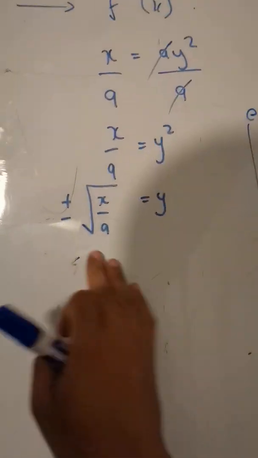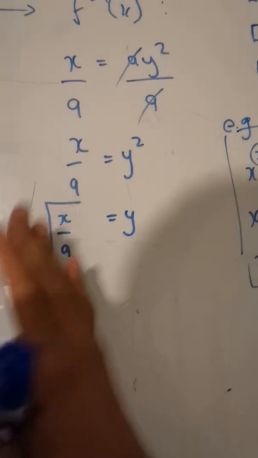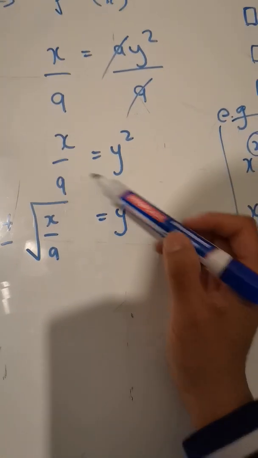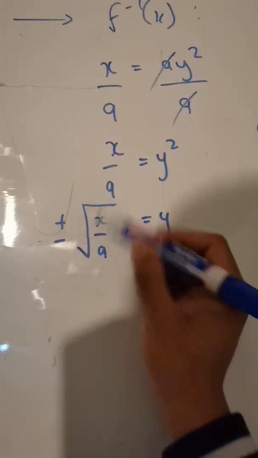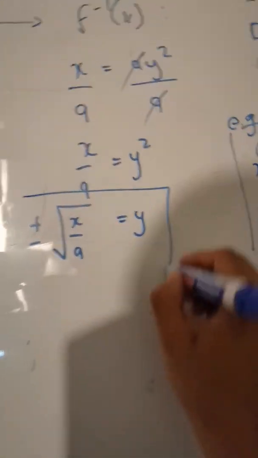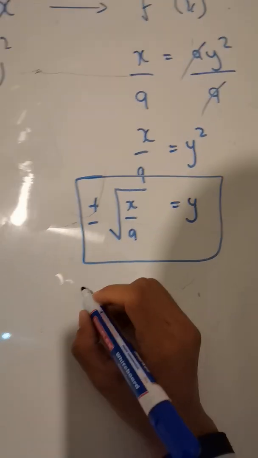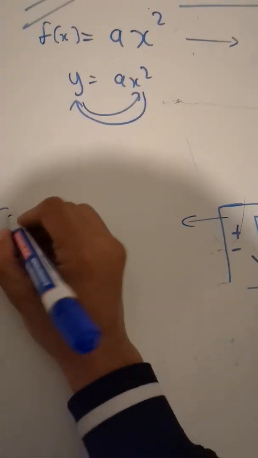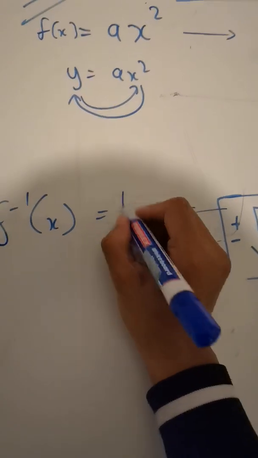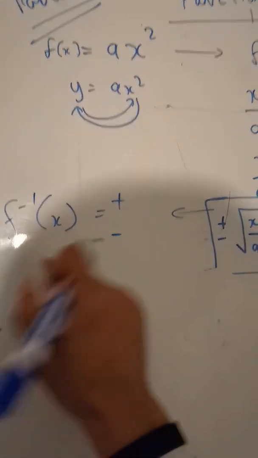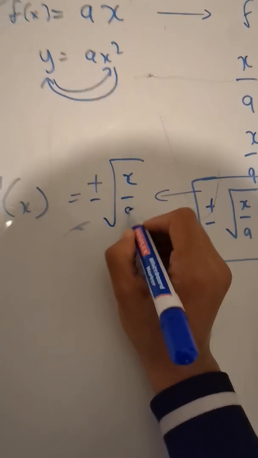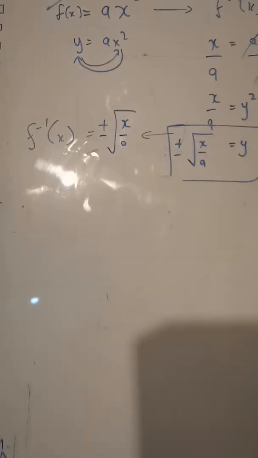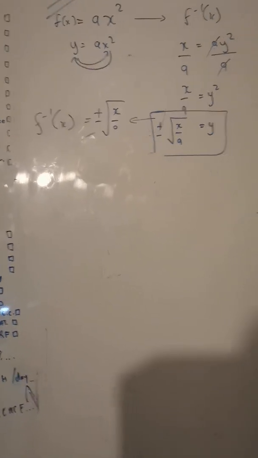But in this case, remember, it's the same case. If you have y squared and you want to get rid of the square, y is equal to plus minus the square root of x over a. Please pay attention to that. And therefore, the inverse is going to be: the inverse of x is equal to plus minus the square root of x over a. Now let's go into the application purposes.